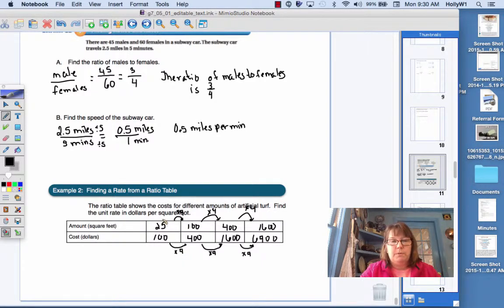So in all of these problems, the numbers that when you multiply to go from one to the next in these ratio tables, these numbers will be the same, but they do not have to be the same across the top and across the bottom.